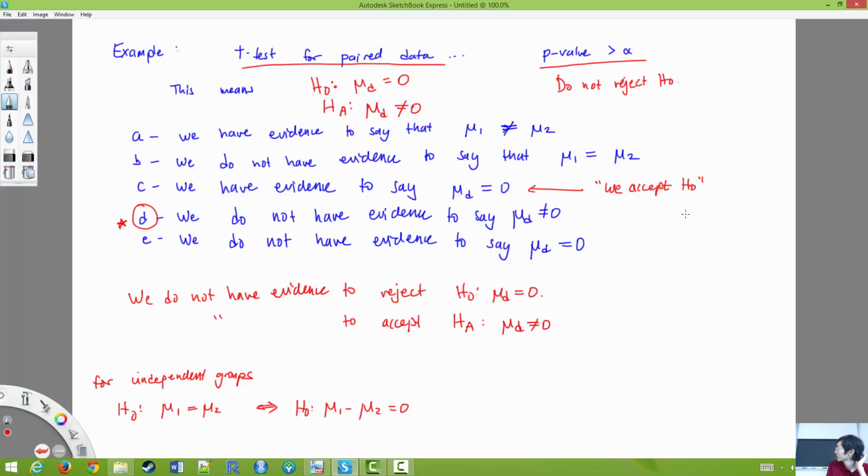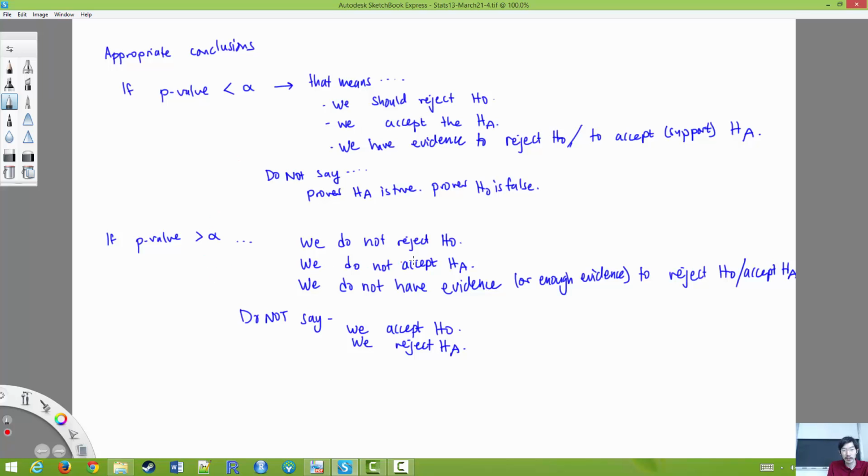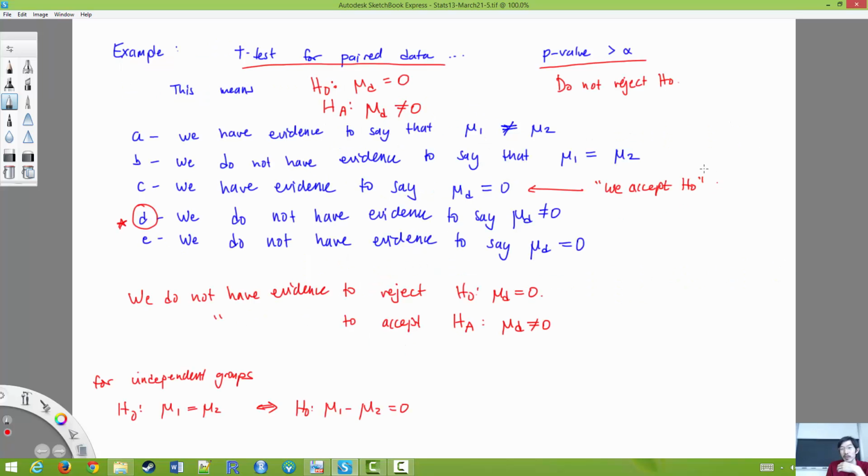We either reject or we don't reject the null, and generally we never use the evidence to support the null hypothesis. We only use the evidence to support the alternative. So let me just flip back a slide. If the p-value was greater than alpha, we don't reject the null, we don't accept the alternative, and we don't have evidence to say this or that. We only use the words we have evidence when the p-value is less than alpha. And in this case, our p-value is greater than alpha, so this is a situation where we don't have evidence.